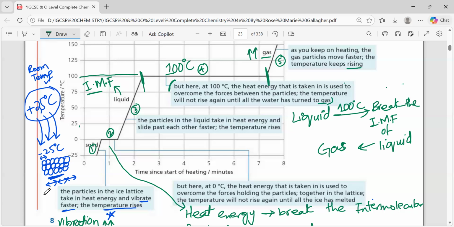And then the liquid particles take heat energy as well, and the temperature rises. Now when you have liquid water and you are increasing its temperature, the heat energy is increased in them. The heat energy will increase and the kinetic energy will increase. And when the kinetic energy increases, what will happen? The particles will move faster, their motion will increase.